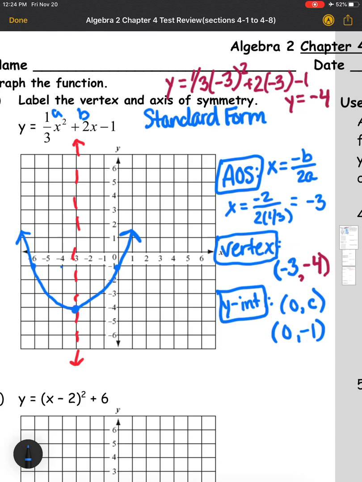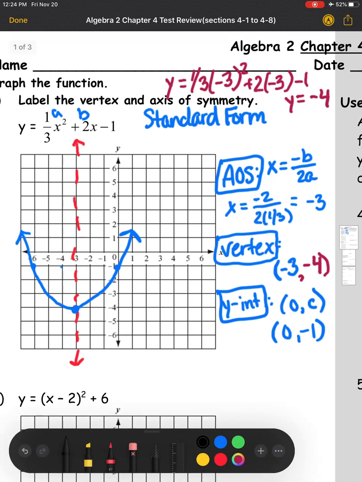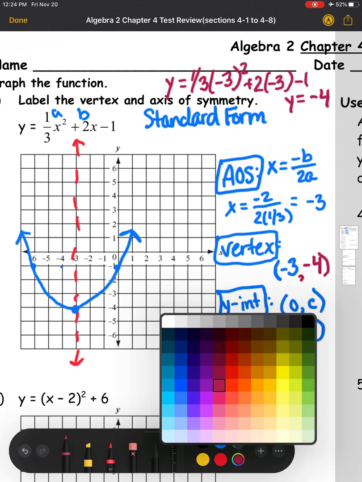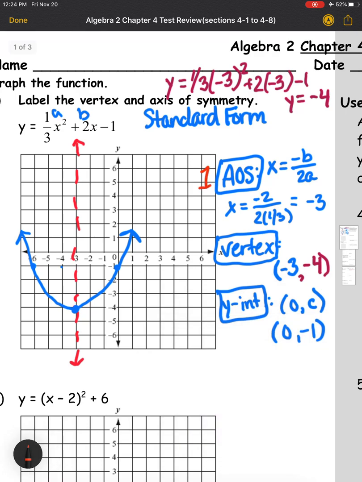I need at least 3 points in order to graph that parabola. That axis of symmetry is really helpful to reflect points over to the other side, so you can actually graph it. So again, you need 3 pieces of info when you graph in standard form. We need the axis of symmetry. The second thing we need is a vertex. And the third thing we need is the y-intercept.